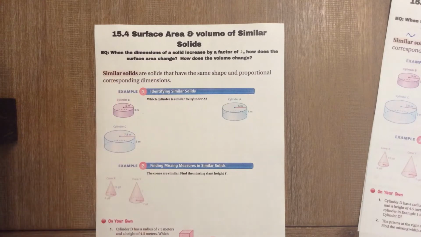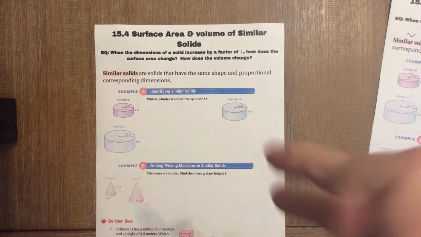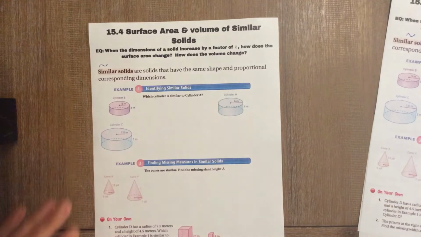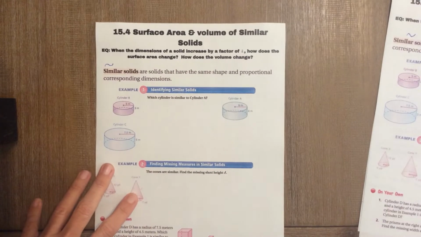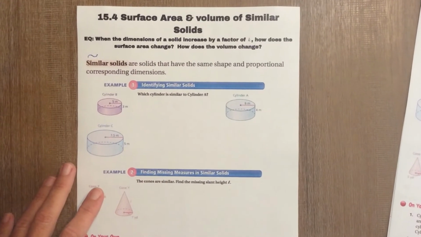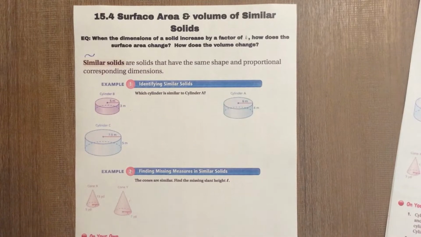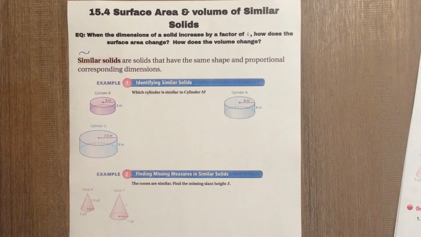Okay, some new important vocabulary, this word similar. You guys have seen me talk about the symbol for that. It's just the one kind of squiggle, all right? Similar solids are solids that have the same shape and proportional corresponding dimensions. So they're the same shape, just not necessarily the same size. All right, so let's look at example 1. It's about identifying similar solids.